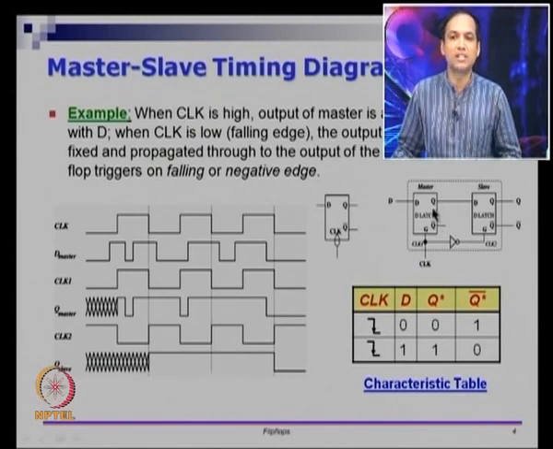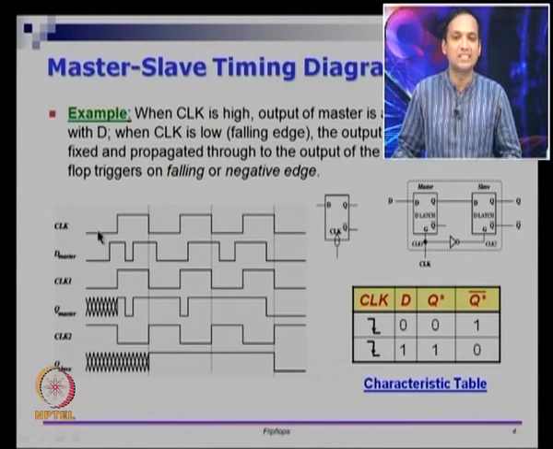Now let us look at the connection between Q master and D slave. With respect to the slave, the clock signal is CLK2. CLK2 is the complement of CLK. You can see the waveform CLK here and the waveform CLK1 here, they are the complement of each other, right. When CLK is 0, CLK2 will be 1, and when CLK is 1, CLK2 will be 0. So we have a complement of each other. Now Q master is the same as D slave, right. So this is the same as D slave.